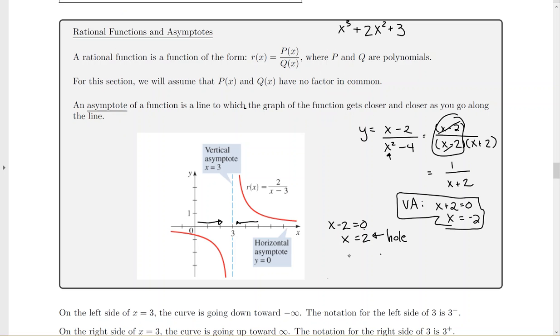And it's also called a removable discontinuity. That's what we did. We removed the factor and we took that hole out of the graph. So if I graphed this function, I wouldn't see the hole. I would just see the vertical asymptote. So this hole, again, is called a removable discontinuity.